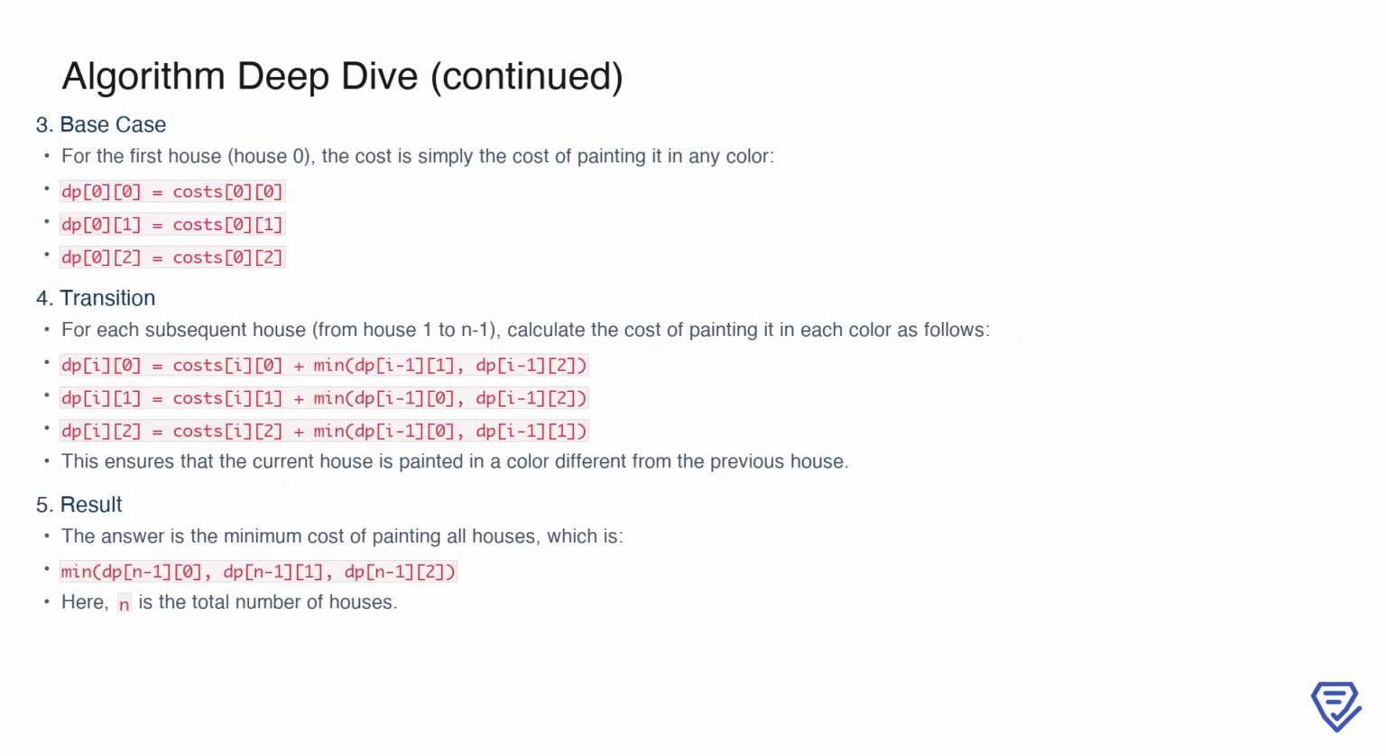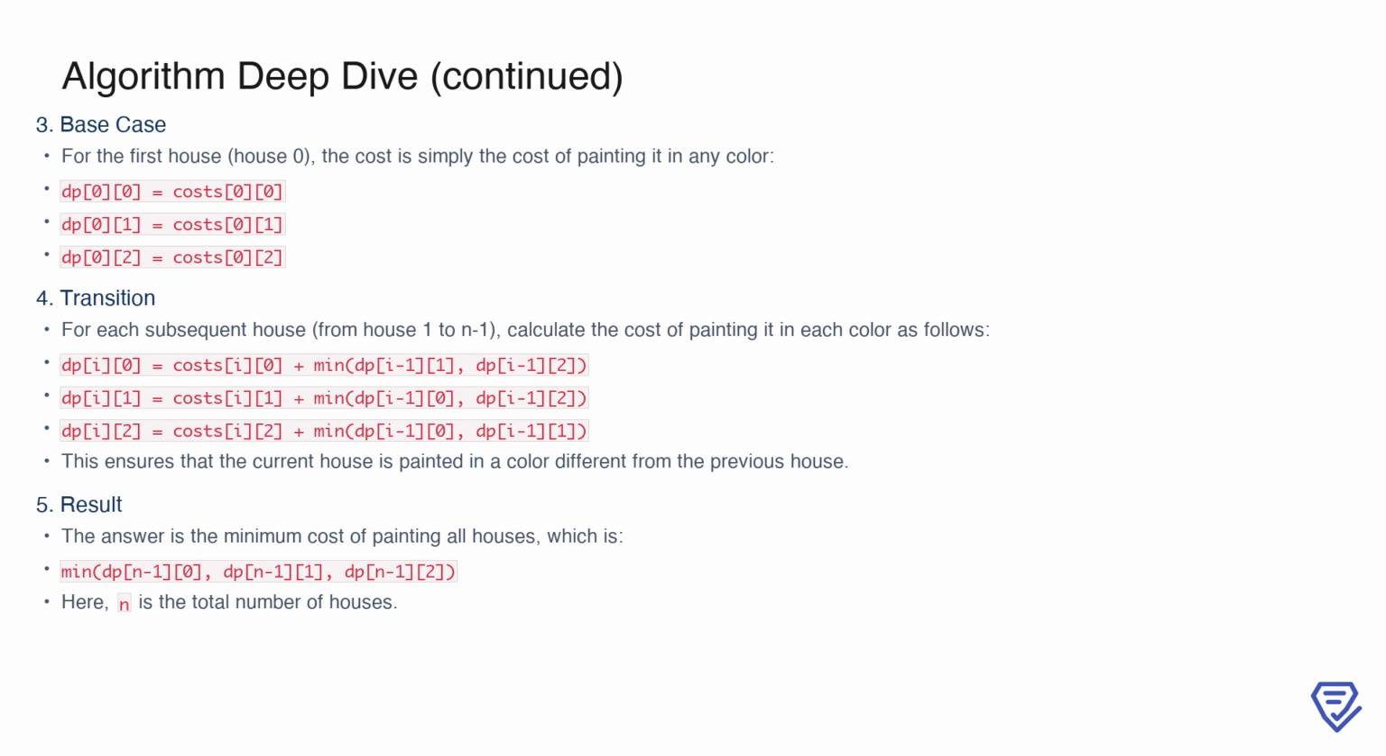To begin solving, we establish the base case. For the first house, the cost of painting it in any color is simply the given cost of that color. For example, dp[0][0] is the cost of painting the first house red, dp[0][1] is the cost of painting it blue, and dp[0][2] is the cost of painting it green.